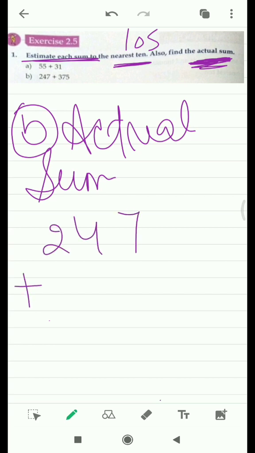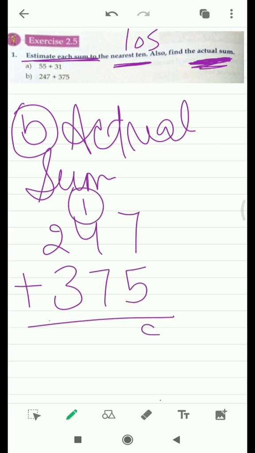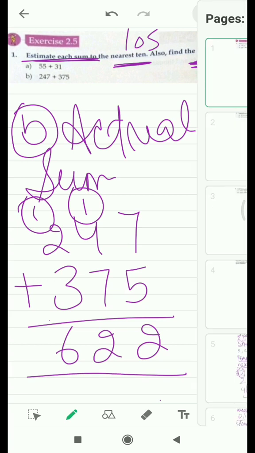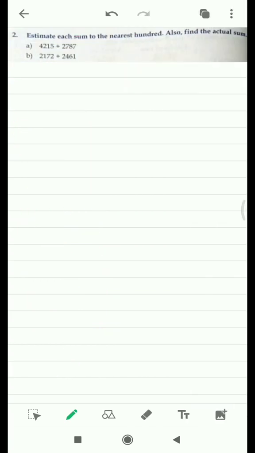247, and to this we're going to add 375. It's 12. It's again 12. It's 6. So this is your actual sum. So let's move to our next question now.